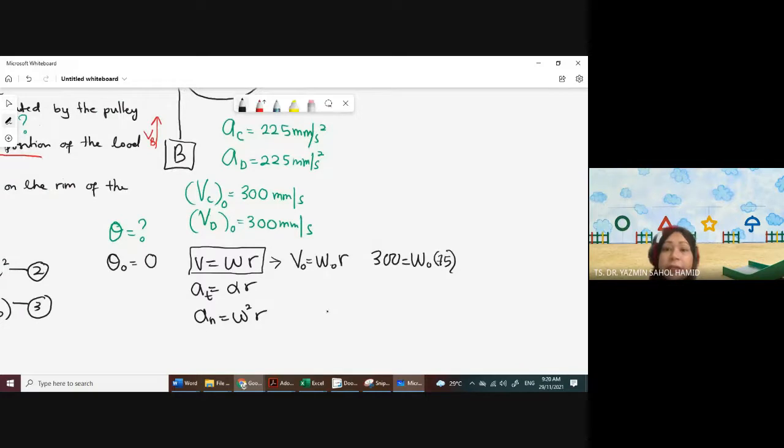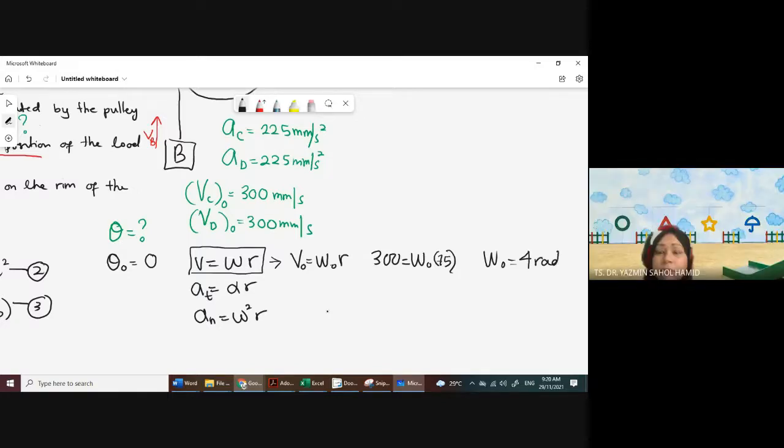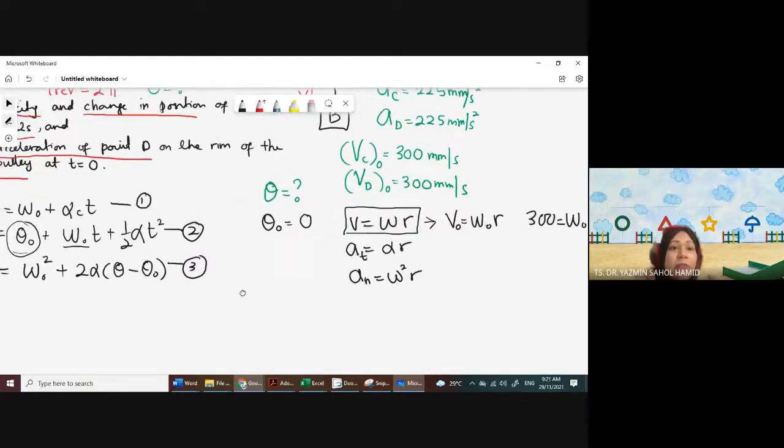Okay. So berapa omega naught kita? 4. Unit apa? Rad per second. Okay, so kita dah dapat omega naught. Good. Apa lagi yang kita perlukan info? Alpha. Kita ada alpha tak? Kita tak ada kan? Kita boleh cari tak?